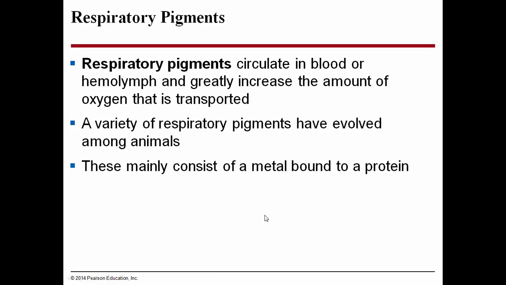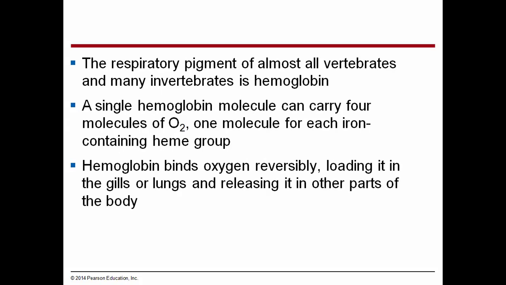Respiratory pigments circulate in the blood or the hemolymph and greatly increase the amount of oxygen that is transported. A variety of respiratory pigments have evolved among animals. These mainly consist of metal bound to a protein. In humans, it's hemoglobin, which binds iron. The respiratory pigment of almost all vertebrates and many invertebrates is hemoglobin.